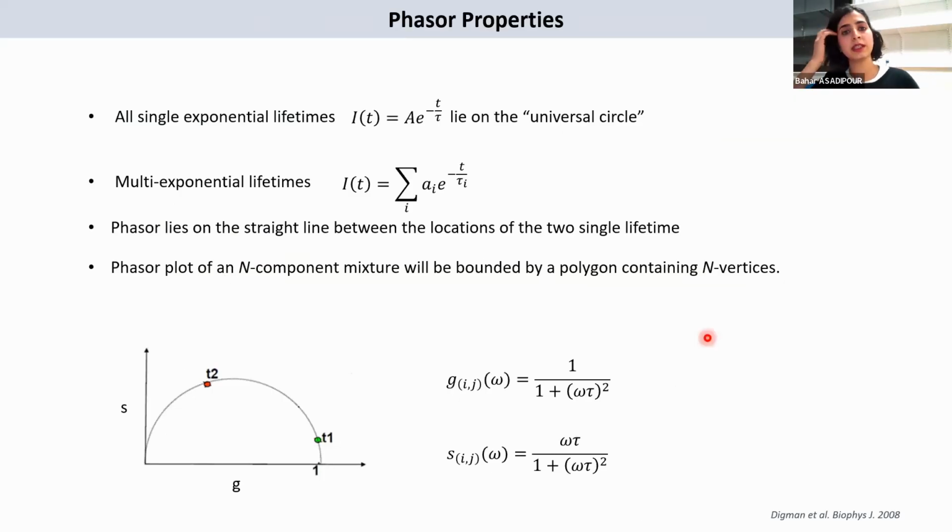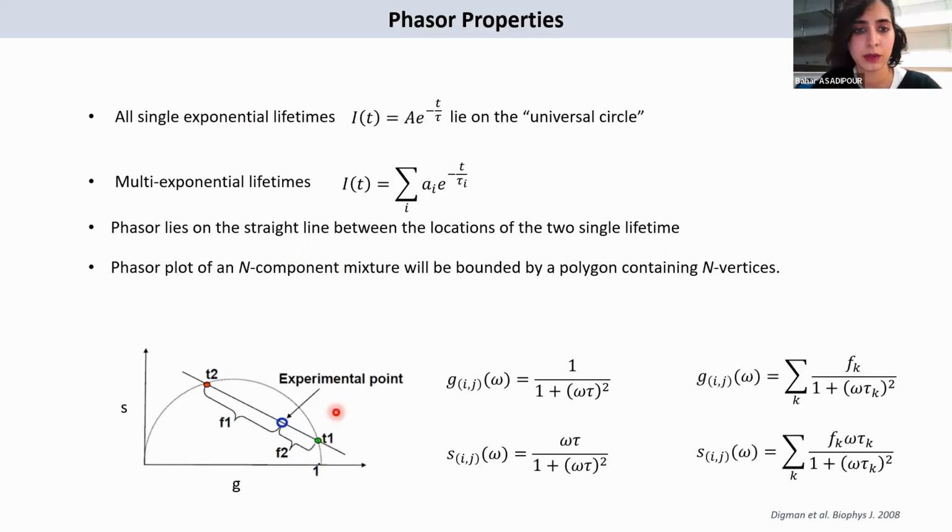The coordinates of this Phasor space are such that all the single exponential lifetimes lie on the universal circle that we are seeing over here. For example, this is the first species, this is the second one. And multi-exponential lifetimes lie on a straight line between the locations of the two single lifetimes. Most of the experimental points that we get, especially for in vivo imaging and cellular information, are going to be a mixture of two, according to the contribution of the two species.